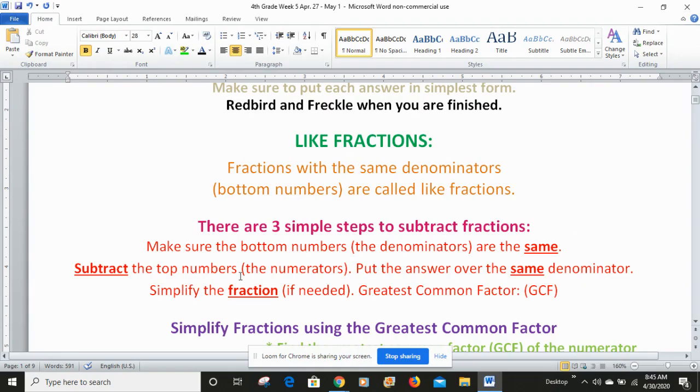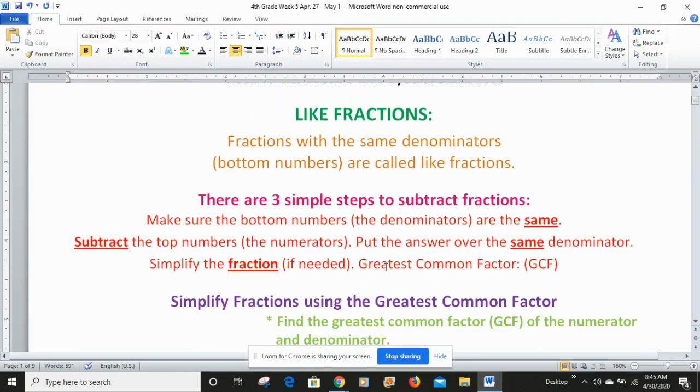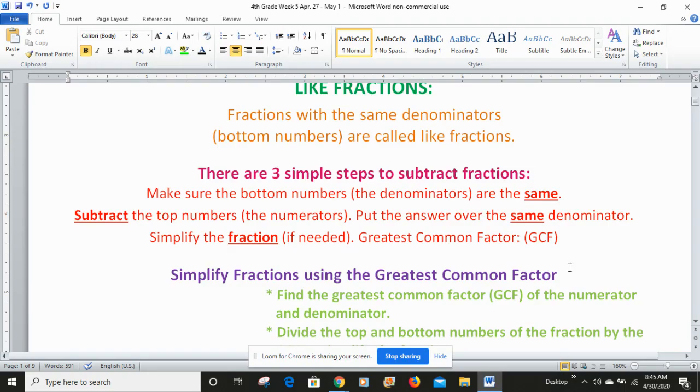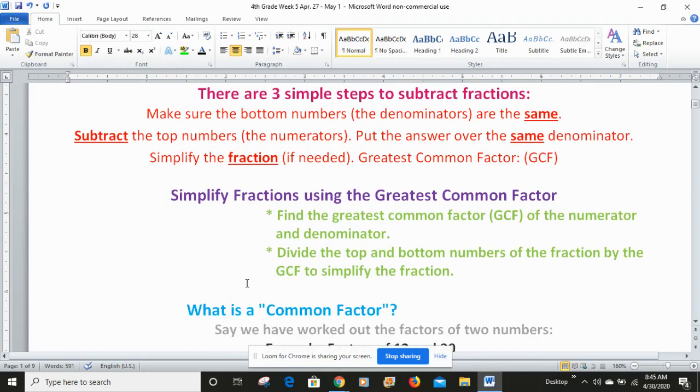So in today's lesson, I think you get that part. The subtracting part is pretty easy. But the simplifying can still be a bit of a challenge. So let's go over how you simplify a fraction. There are steps involved. Simplifying fractions using the greatest common factor: find the greatest common factor, GCF, of the numerator and denominator. Divide the top and bottom numbers of the fraction by the GCF to simplify the fraction.